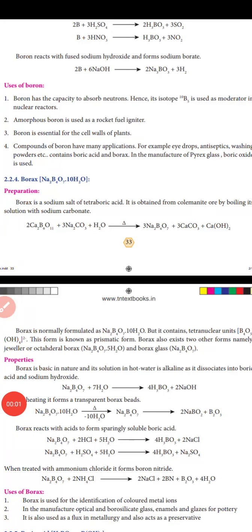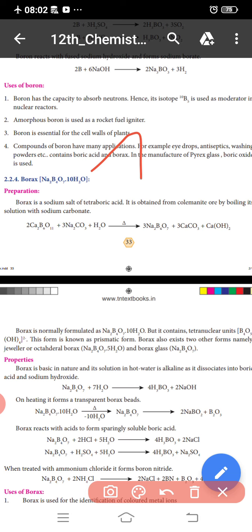Good morning, students. Now we will discuss borax. The borax molecular formula is Na2B4O7·10H2O.